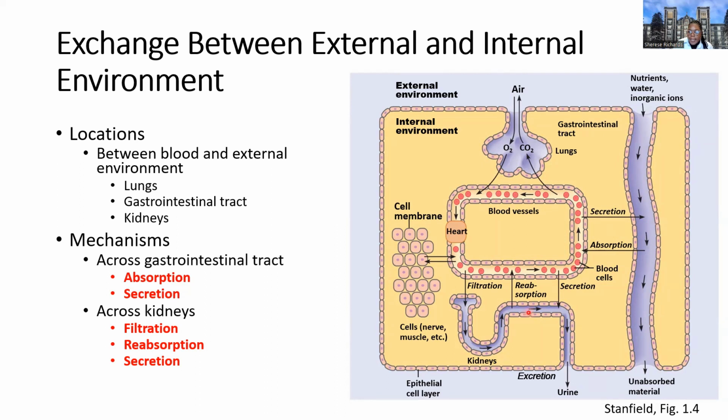Now, across the kidneys, we have three different types of mechanisms for movement. We've got filtration for one. Filtration is the process of taking the blood in our vessels and squeezing it across a filtration barrier. And that is pretty much how we create the filtrate that's called urine. So filtration is one process of movement. Reabsorption is another process of movement.